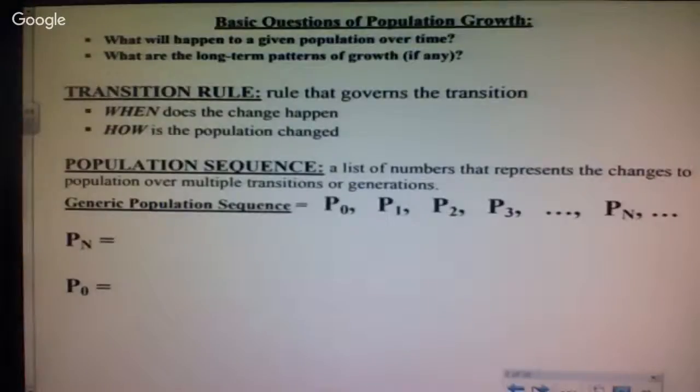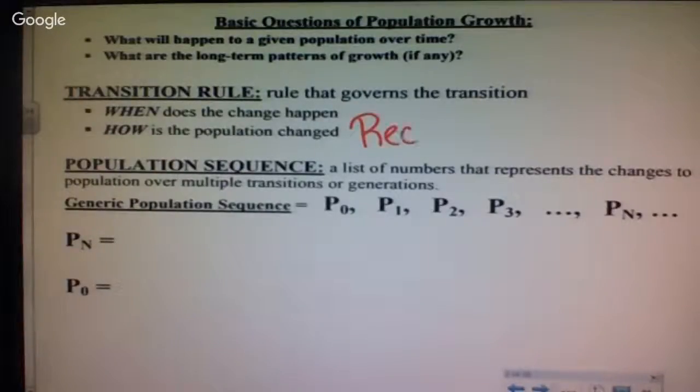Okay, so some of the things we're going to be able to talk about in this chapter. What's going to happen to a given population over time? Is it going to die off? Is it going to increase? What are the long-term patterns of growth, if any? Okay, your transition rule.